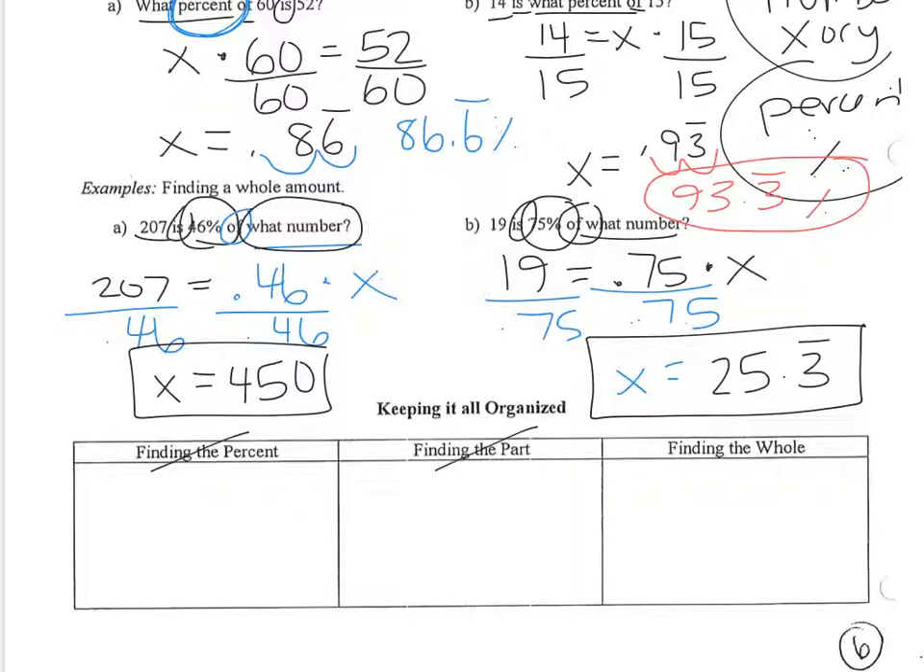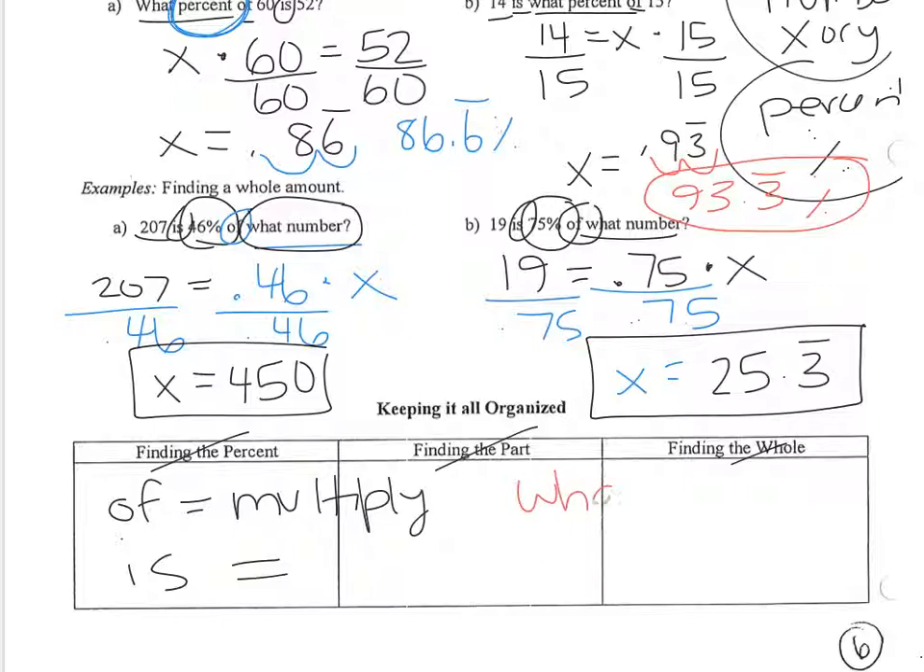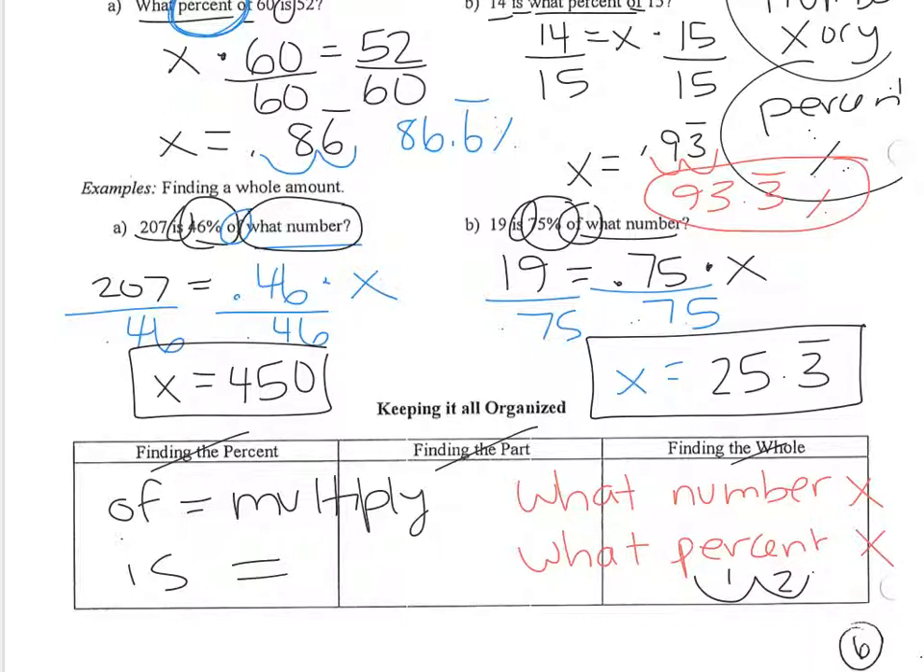So I'm not going to do this part here, but the keywords are: of means multiply, is equal, what number means to write X, what percent means to write X, but then move the decimal over to the right twice, 1, 2, to change your answer to a percent.